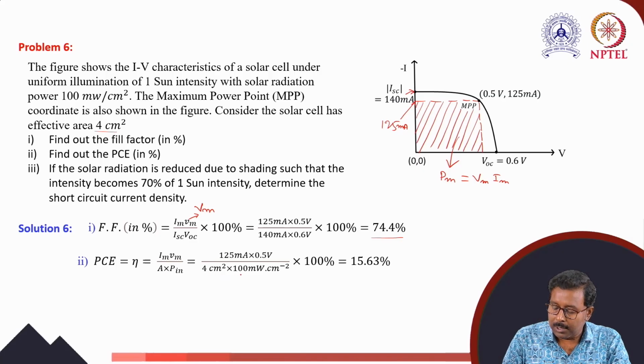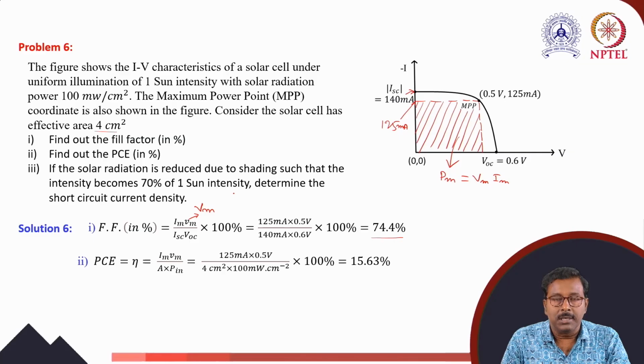4 centimeter square into 100 milliwatt per centimeter square, the centimeter square cancels out. That means you don't need to change the unit. Milliampere and milliwatt, the milli also cancels out. Straightforward calculation gives you 15.63% power conversion efficiency. Now the third part, this part is a bit tricky.